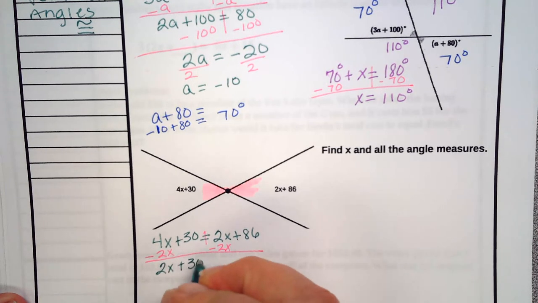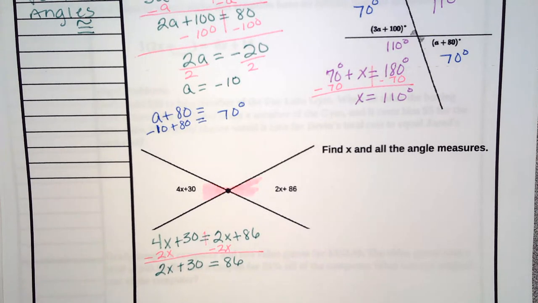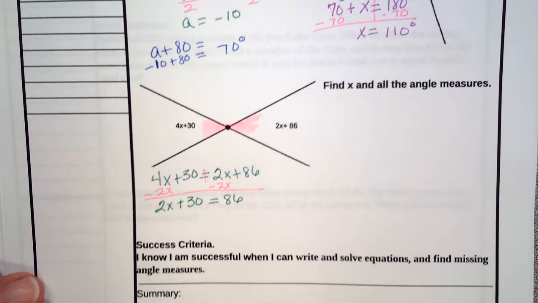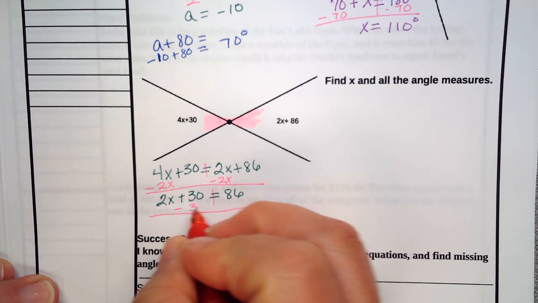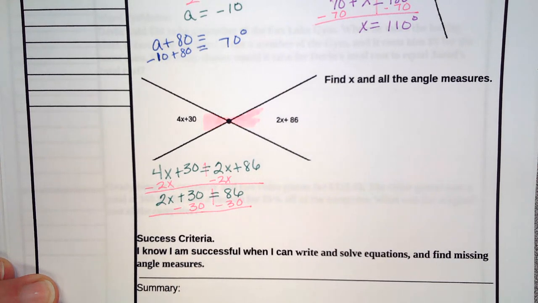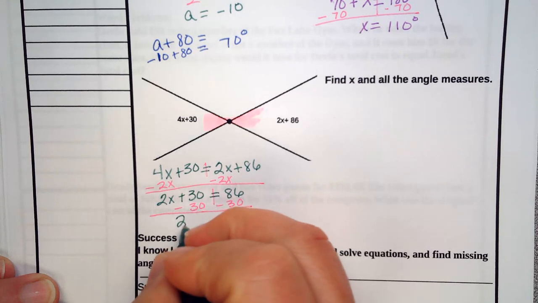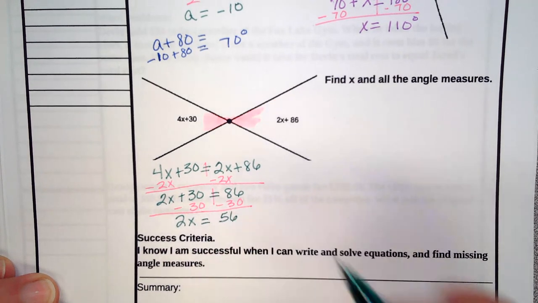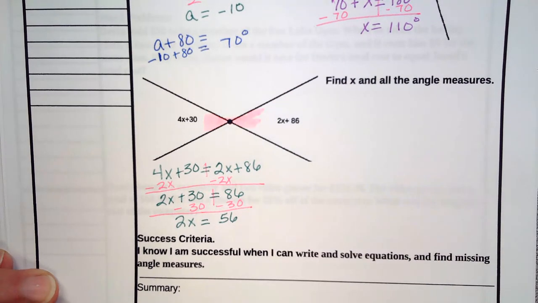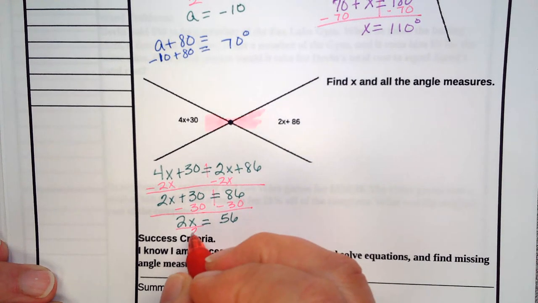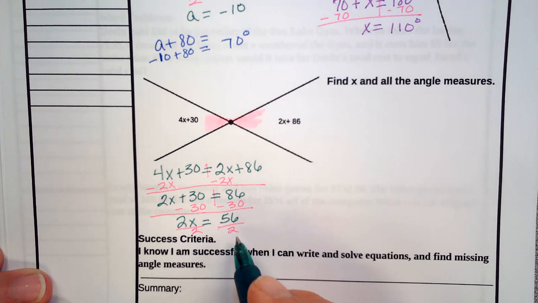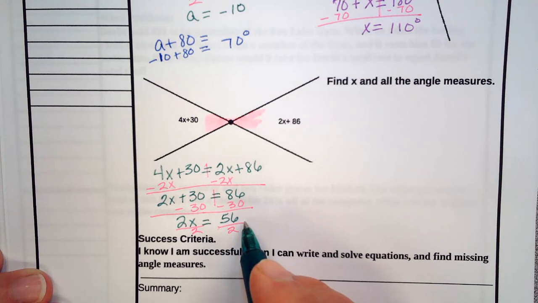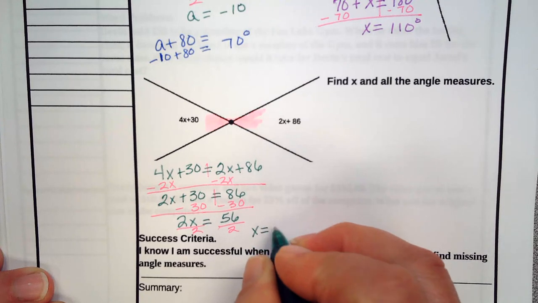2x plus 30 is equal to 86. Okay, I will subtract 30 from both sides. 2x is equal to 56. Now, divide by 2. What is half of 56? Well, half of 50 is a quarter, so that would be 25. Half of 6 is 3, so that would be 25 plus 3. X is 28.